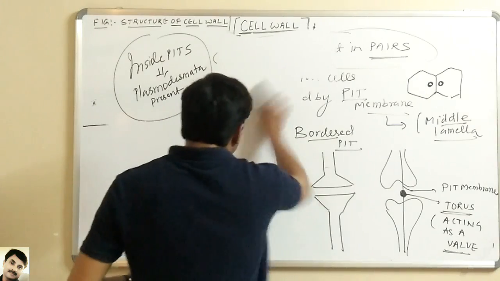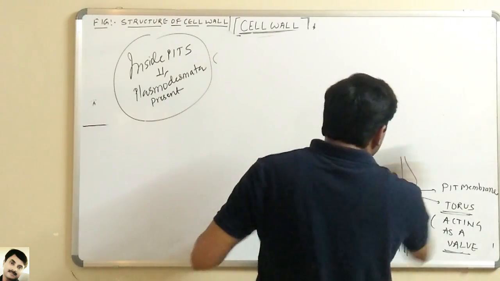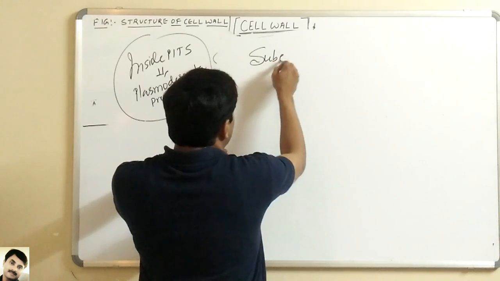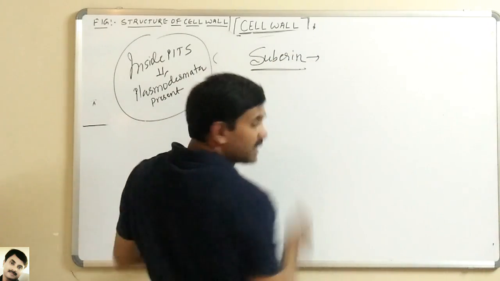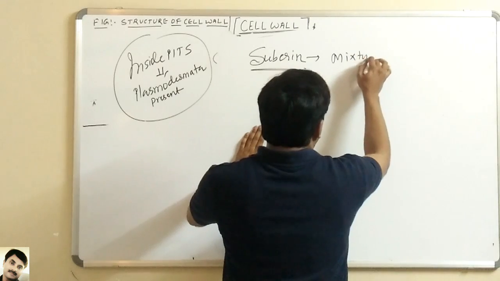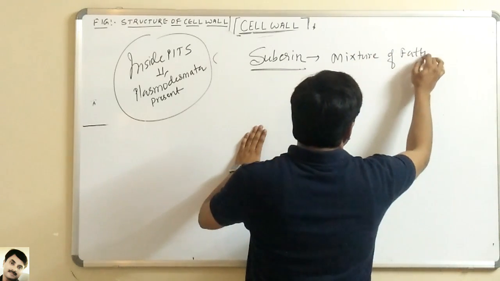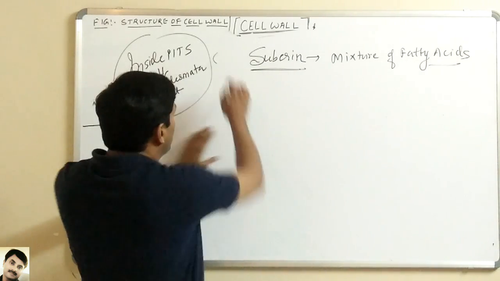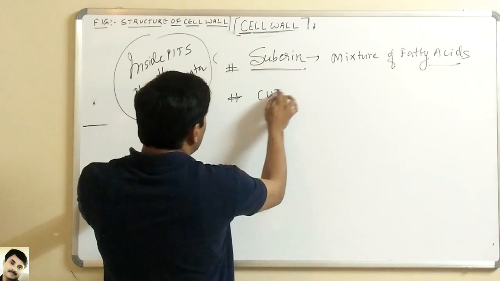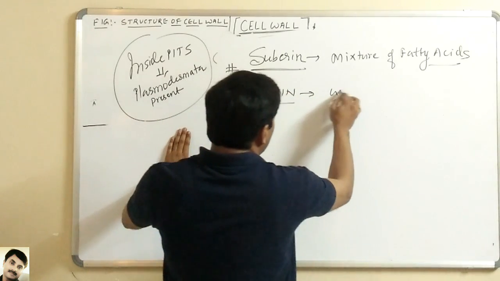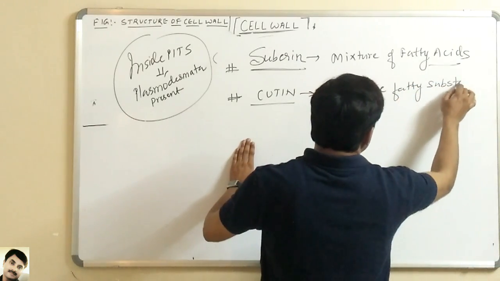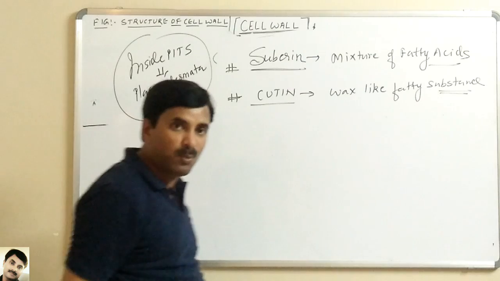One more thing: when we are talking about the cell wall, we must know that certain substances are deposited on the cell wall, and we must know about the nature of these substances. Say suberin, which is also deposited. Suberin is a mixture of fatty acids and it is deposited on the cell wall. Likewise, you must also know about cutin. Cutin is a wax-like fatty substance, and it is also deposited on the cell wall.